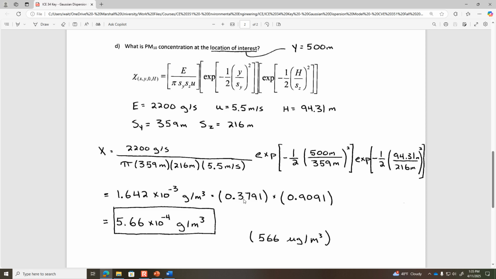So this 0.3791 is where it took into account that we're 500 meters away from the center line. What that's saying is that you reduce the concentration to 37.91% of the center line if you were off to the side. And then this term accounts for how far below the center line we are, vertically, elevation-wise. So each of these multipliers basically corrects for our location relative to the center line of the plume.